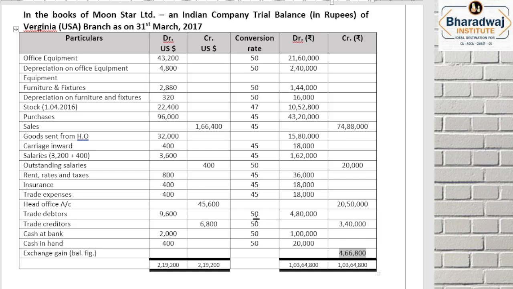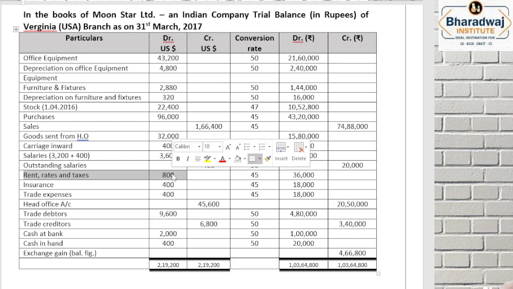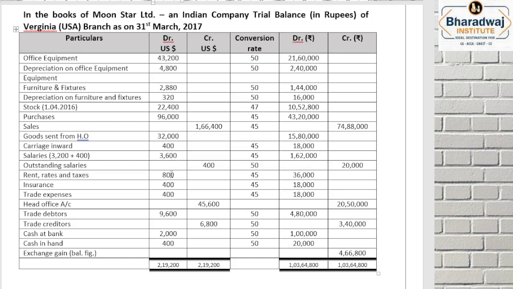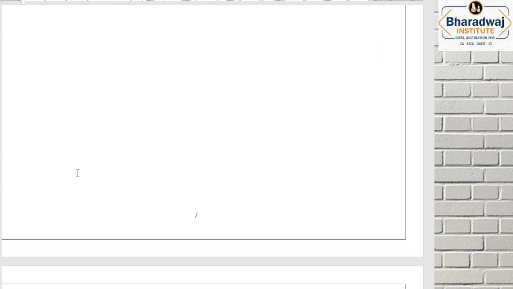Shall we? Or no? Any doubt in it? Suppose they would have given you prepaid expenses, what would you have done? For example, rent, rates and taxes, how much have they given? $800. They would have given prepaid expenses, what would you have done? Minus $100. Here you would have taken $700. Prepaid expenses you would have taken on the debit side. Expenses of $700 using which rate? Average rate. $100 converted using closing rate.